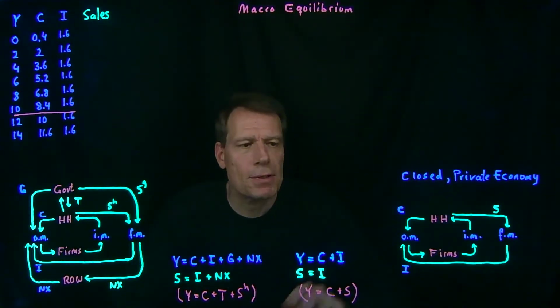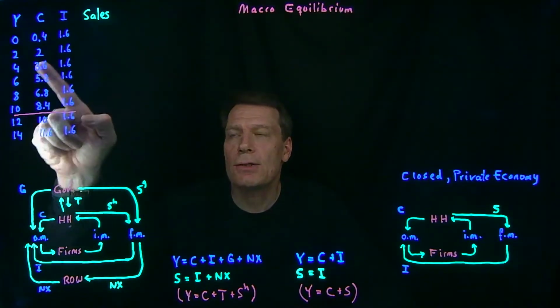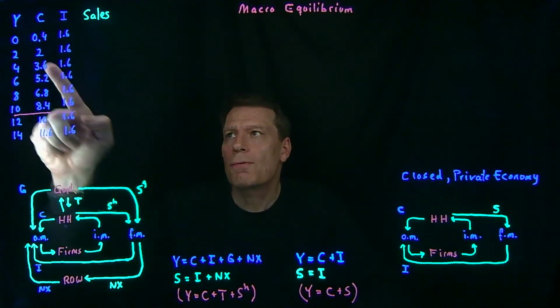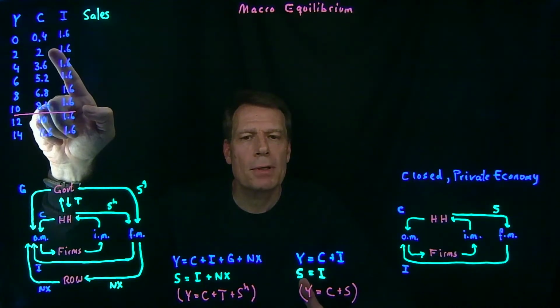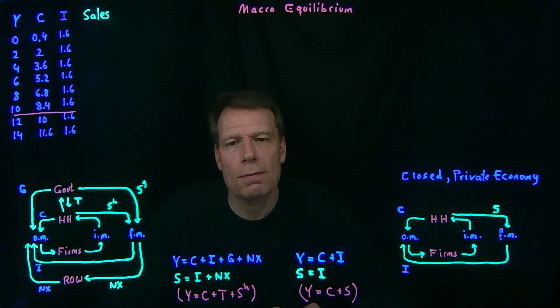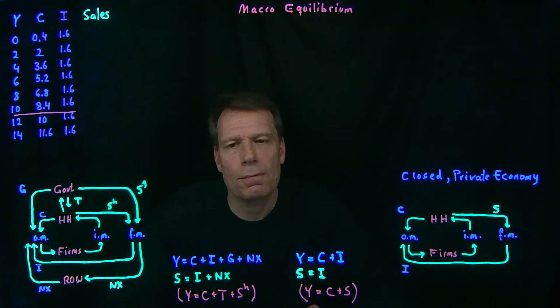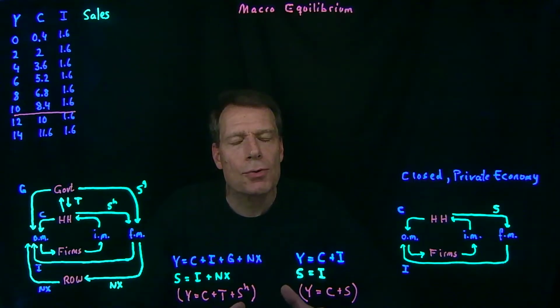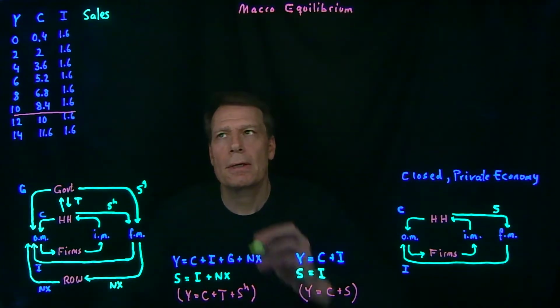Sales are just what happens in output markets. And we can ask how much is being transacted in output markets in each of these rows. So in the first row, consumers are buying, let's say it's billions of dollars, $0.4 billion worth of goods and services. And businesses are buying $1.6 billion worth of goods and services. So in the marketplace in Puddletown, the total sales are $2 billion.